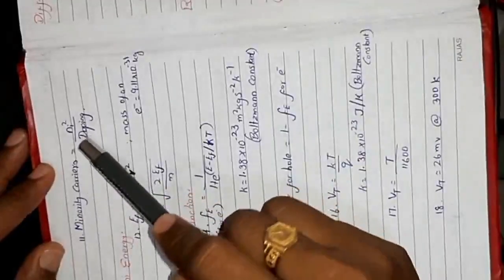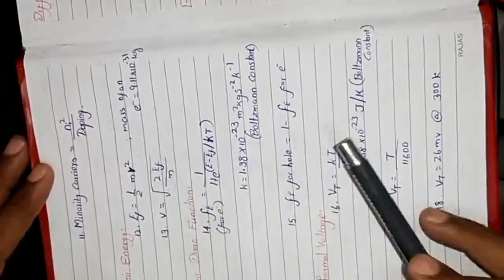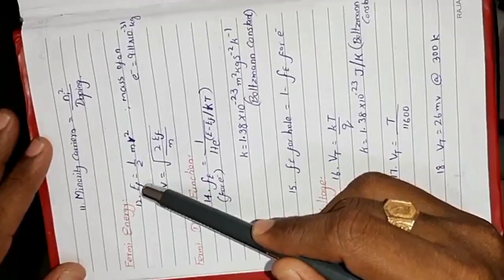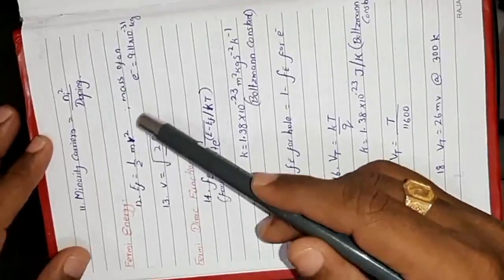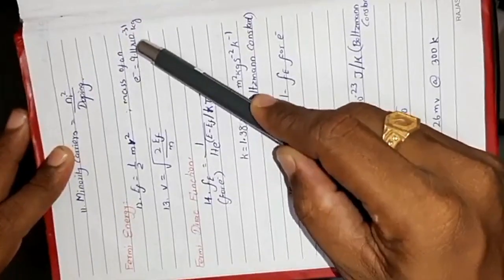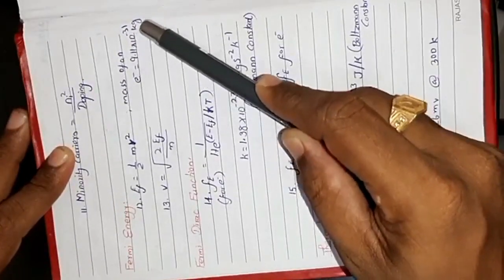Number 11, minority carrier is equal to Ni square divided by doping. Then Fermi energy, number 12, Fermi energy EF is equal to half mv square, where m is mass of an electron, that is equal to 9.11 into 10 power minus 31 kilogram.